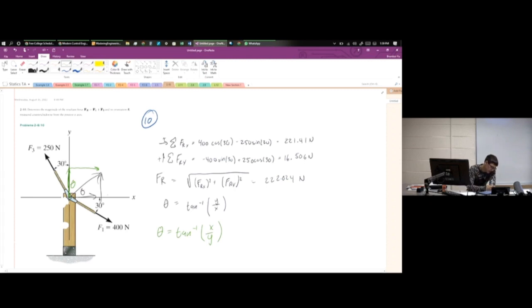And then to get counterclockwise from the positive x, that would go this way, right? You would take that theta and do 90 minus theta to get that clockwise direction. Like I said, it doesn't really matter how you label it, as long as you keep up with that orientation and you adjust your answer depending on what assumptions you made. So doing it the way in the black writing, we would have tangent inverse of 16.506 over 221.41, and then I got 4.26 degrees.